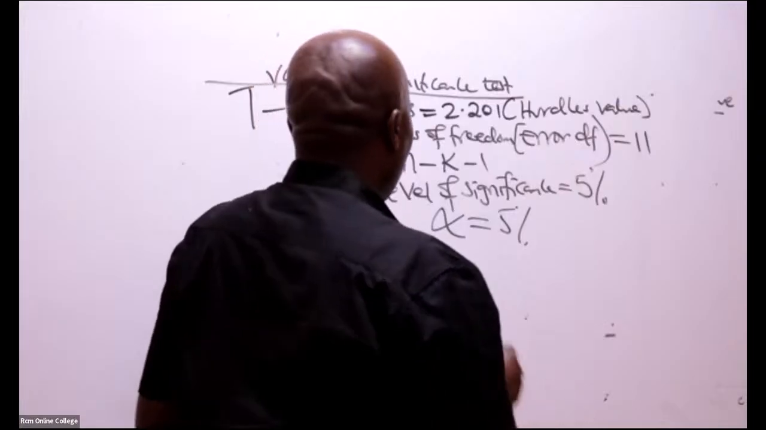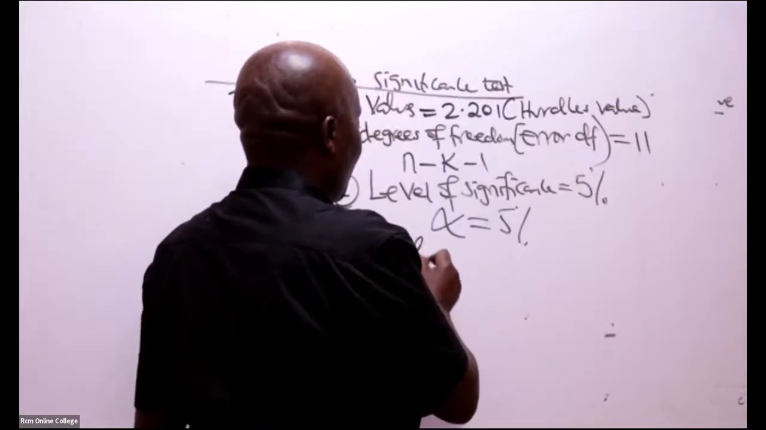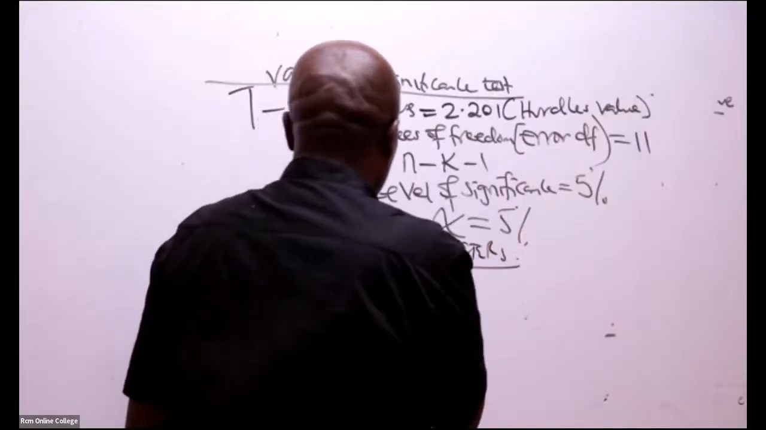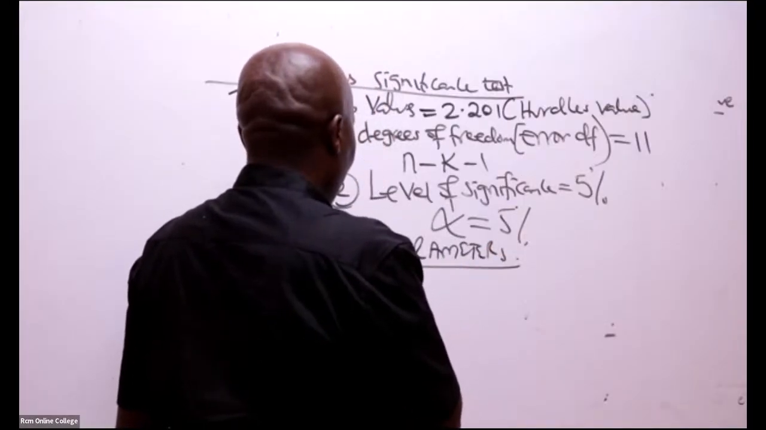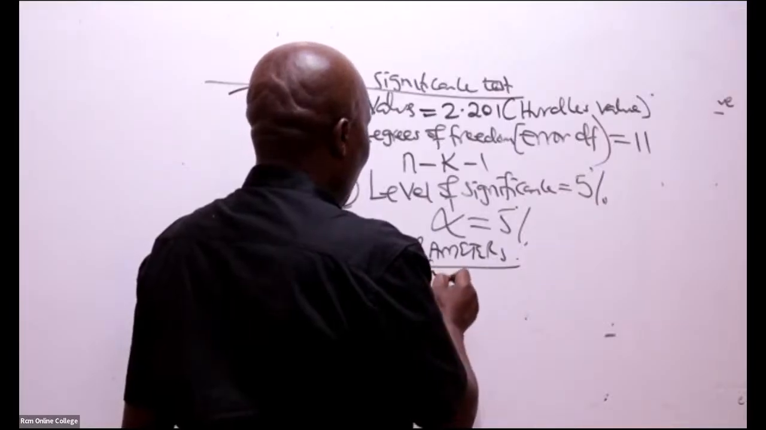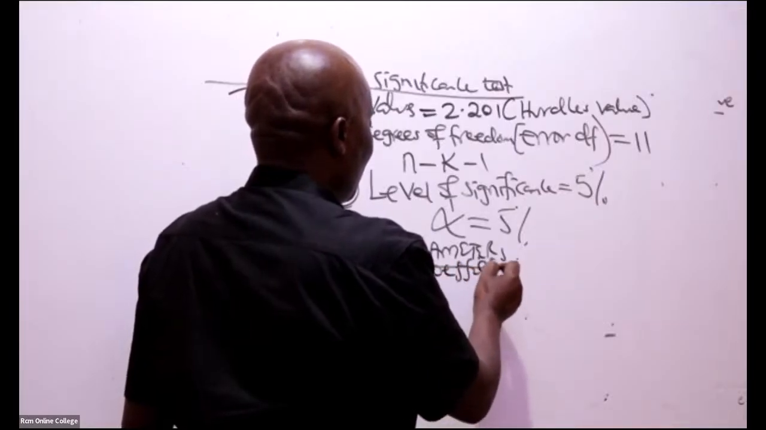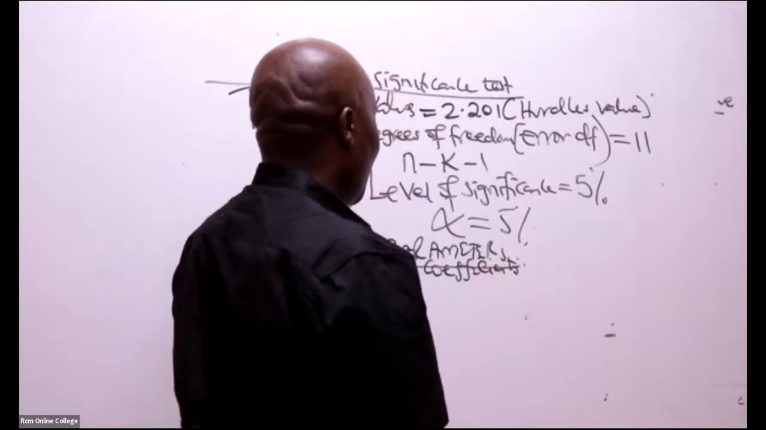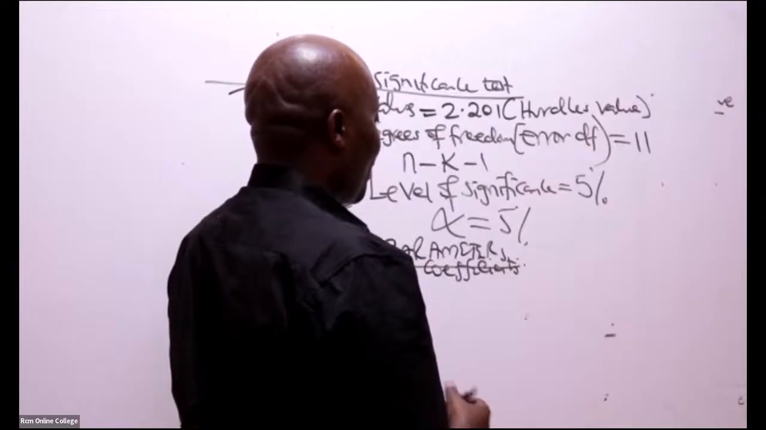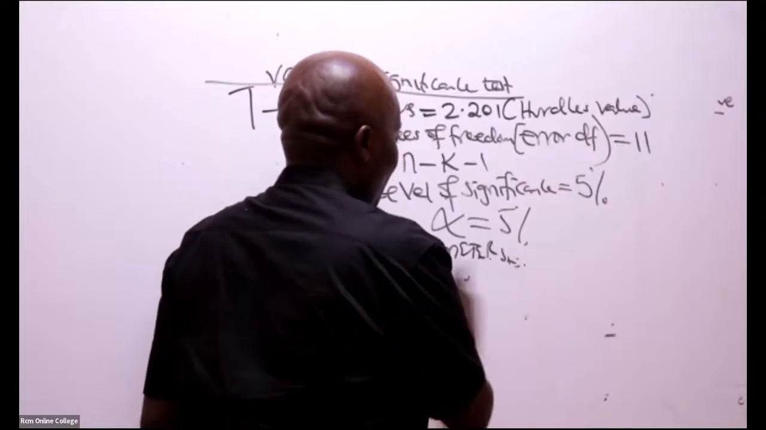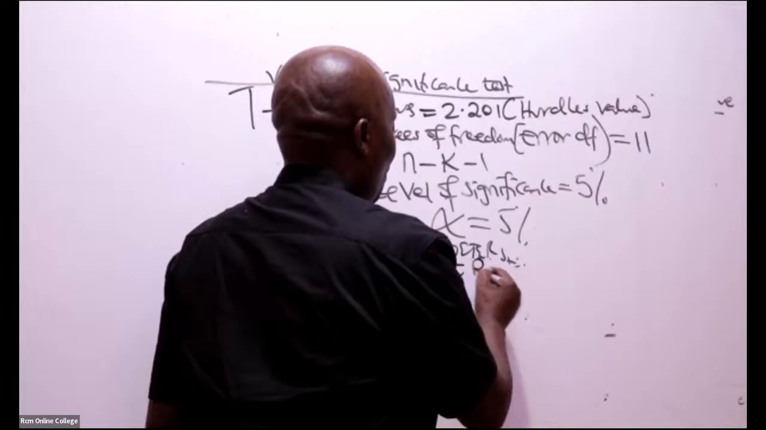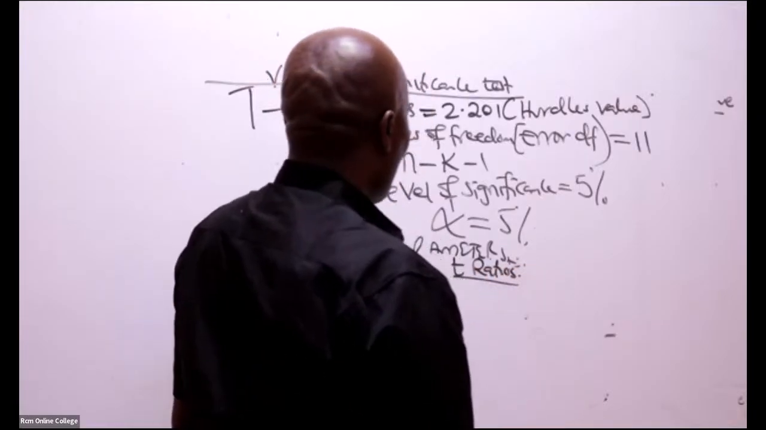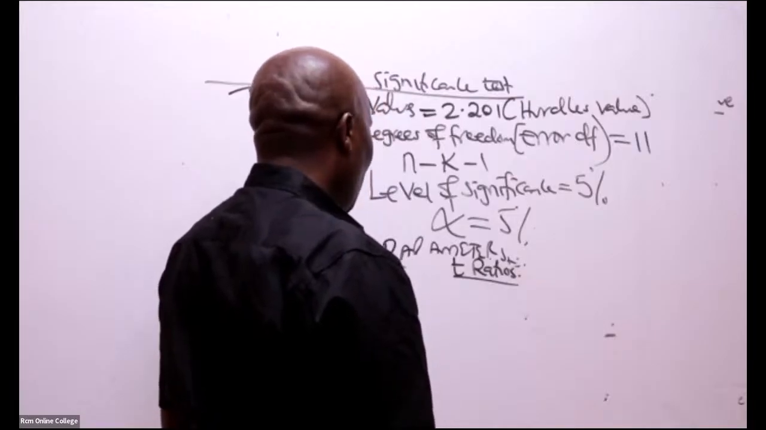So come and give us your parameters. What do we have? There are three of them. We have the constant, then the coefficients, then the t ratios. Let me just write the t ratios alone, the t calculated. So what is the t value of the constant?